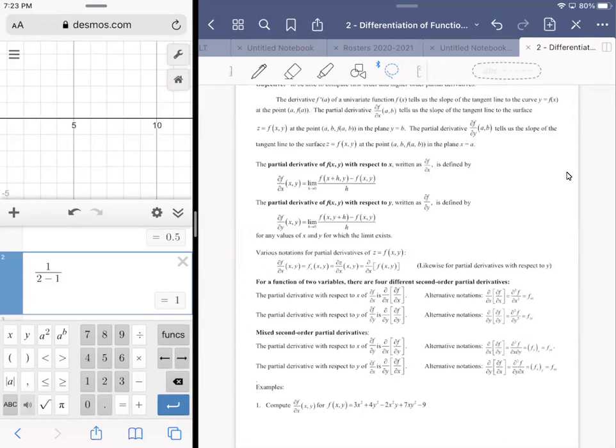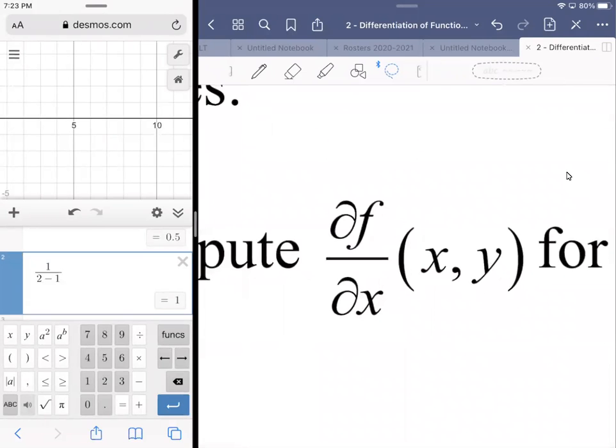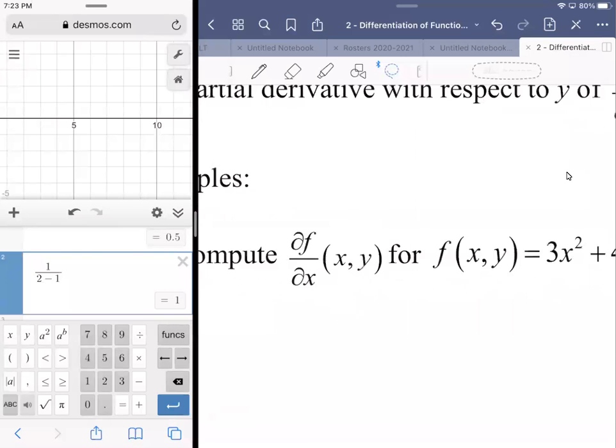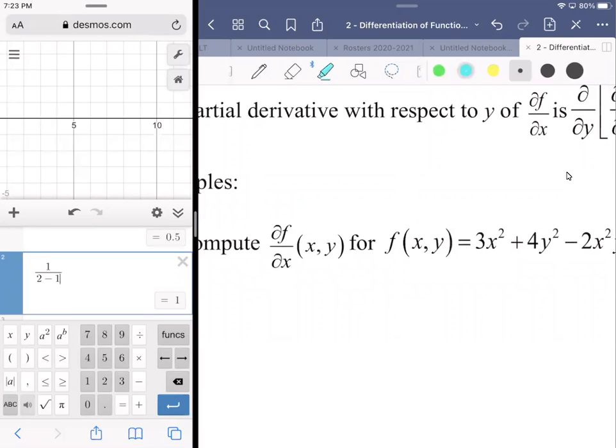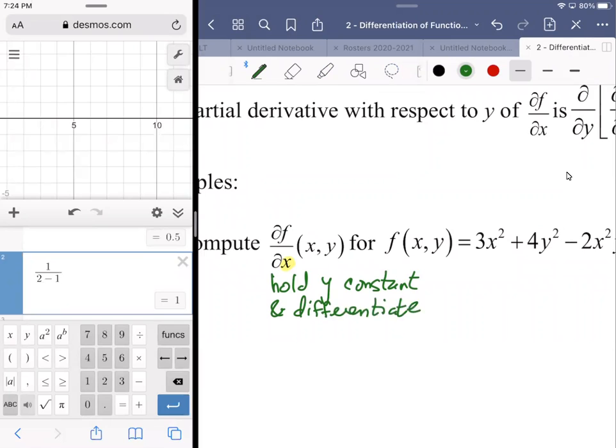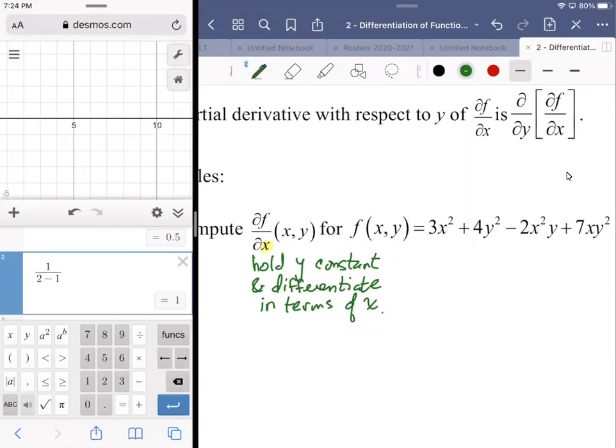Right? So the notation is to use this delta. So you look down here where it says compute the delta f delta x. That's partial derivative of function f of x comma y in terms of x. So what that's saying, because it's in terms of x, we hold y constant and differentiate in terms of x. So we hold y constant and we differentiate in terms of x.